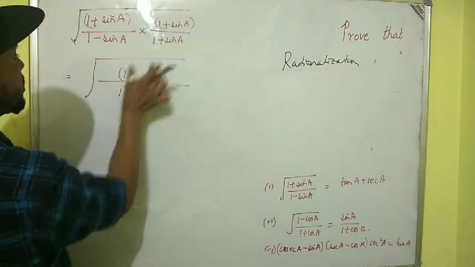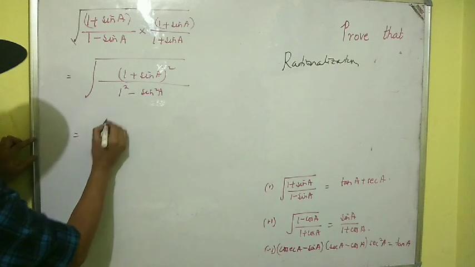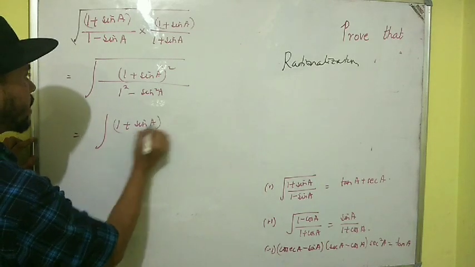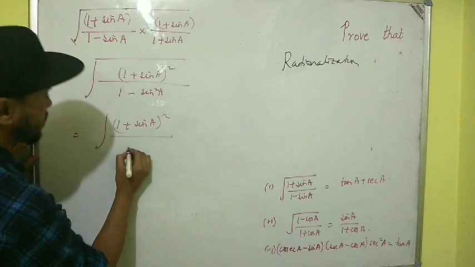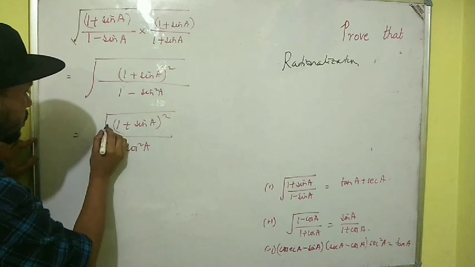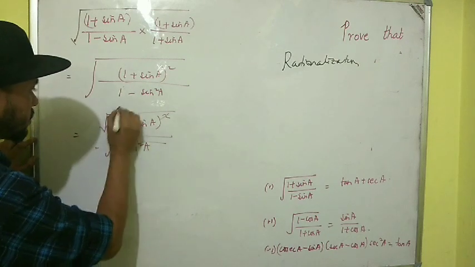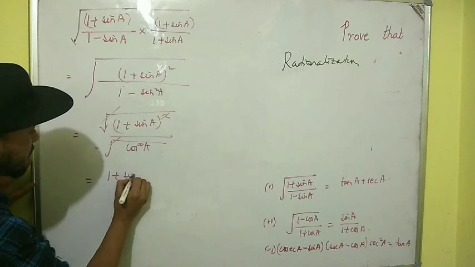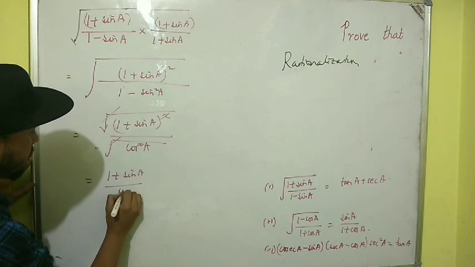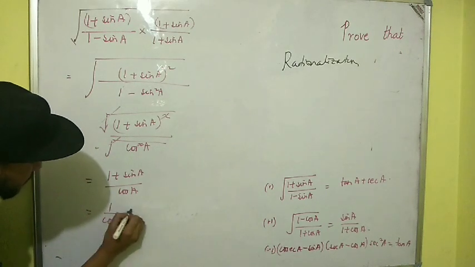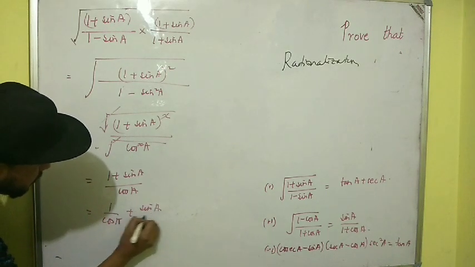So A into A is your A square. So this will be your (1 plus sin A) whole square. Now 1 into 1 is 1, so this is your cos square here. If you separate the root, then this square will get cancelled. So this is your (1 plus sin A) divided by cos A. Now 1 plus cos A, so we can separate.